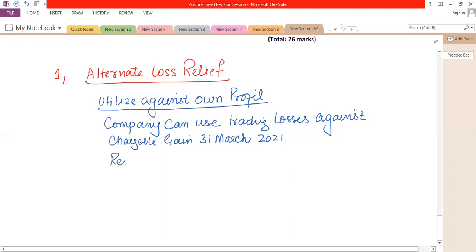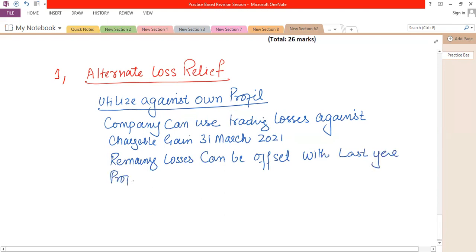The remaining losses can be offset with last year profit. That is 31st March 2020. This is the first application.